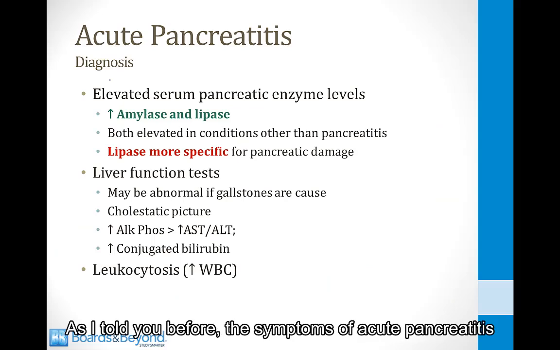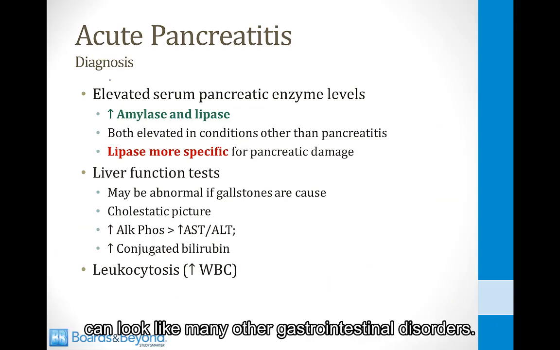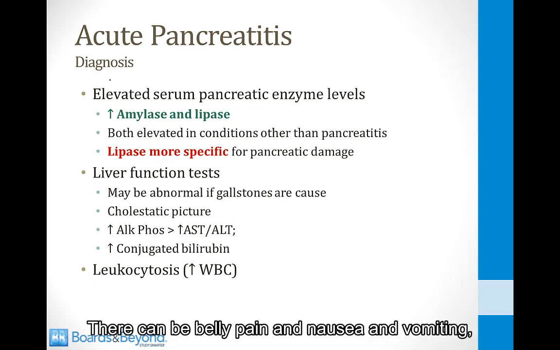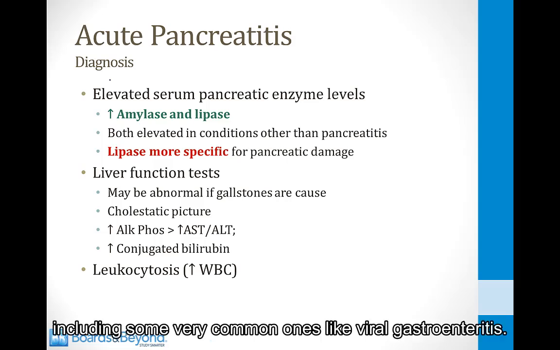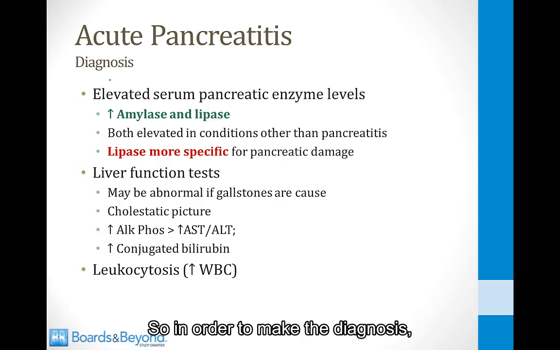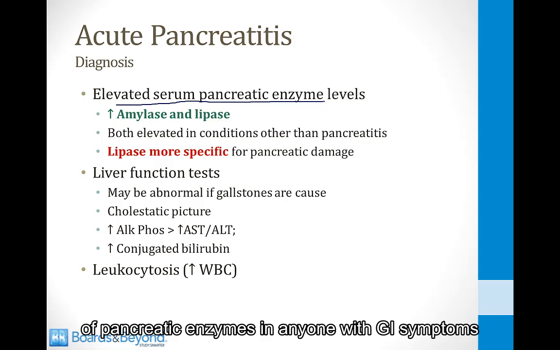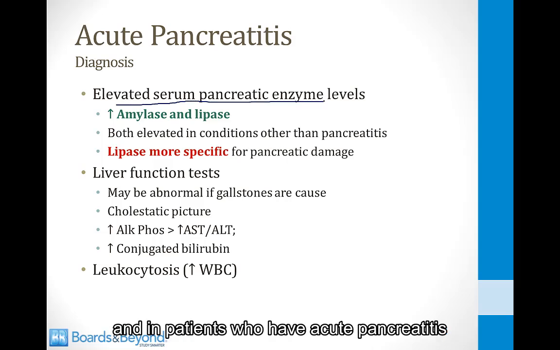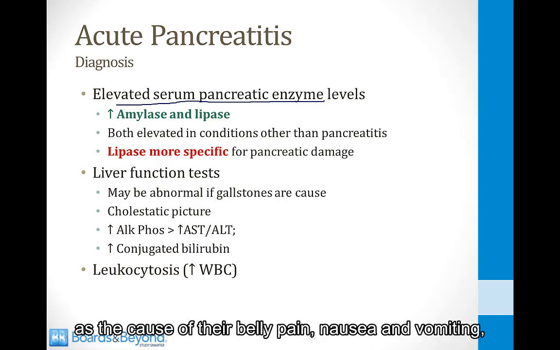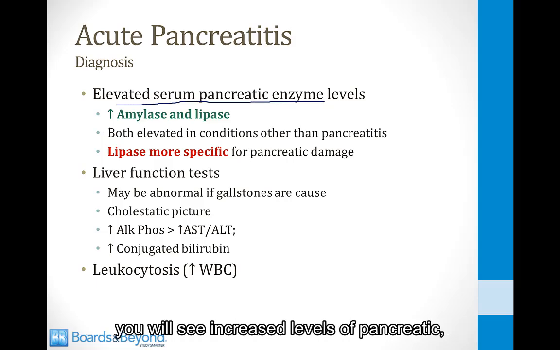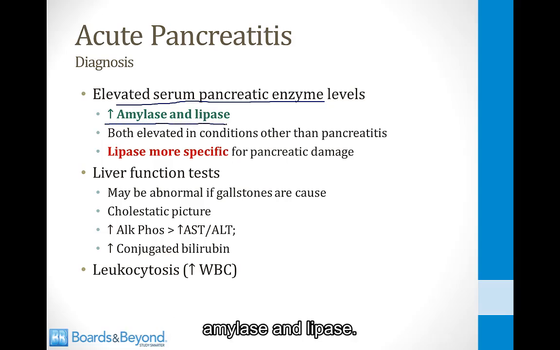As I told you before, the symptoms of acute pancreatitis can look like many other gastrointestinal disorders. There can be belly pain and nausea and vomiting, and you can see that in many other conditions, including some very common ones like viral gastroenteritis. So in order to make the diagnosis, it's important to check the serum levels of pancreatic enzymes in anyone with GI symptoms. And in patients who have acute pancreatitis as the cause of their belly pain, nausea, and vomiting, you will see increased levels of pancreatic amylase and lipase.